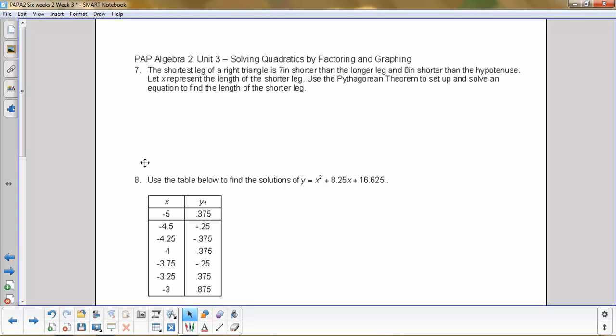Solving quadratics by factoring and graphing, part 2. Sorry about the first part. I was interrupted and I wasn't able to finish.